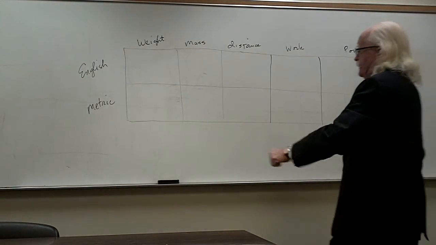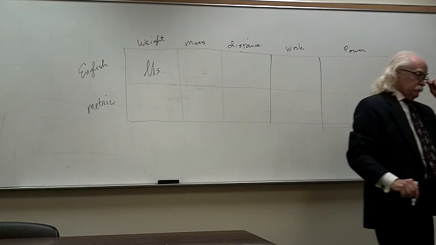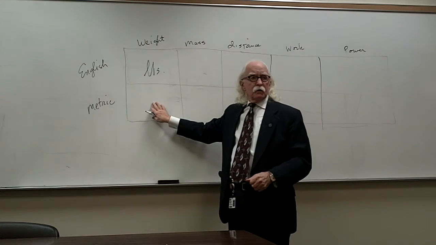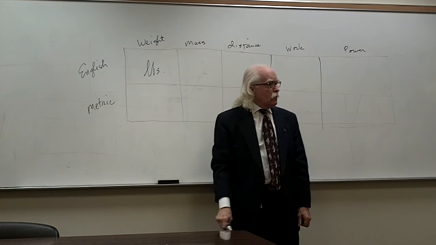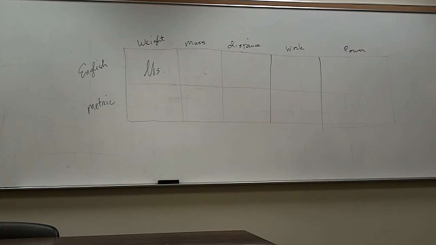What is the unit of weight in the English system? Pounds. What is the unit of weight in the metric system? No, we just learned this in biology. What is the unit of weight in the metric system? Kilo? Liters? No, that's volume. Grams. Somebody please help her. Grams is mass.